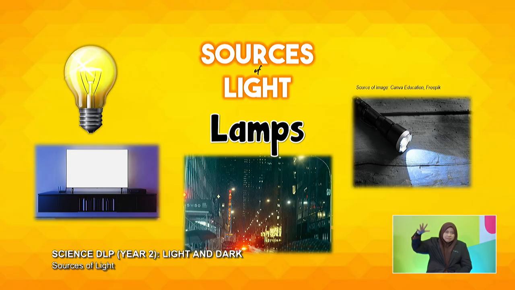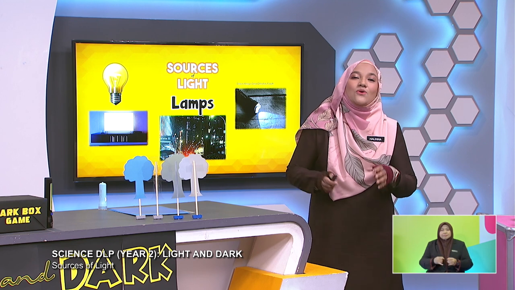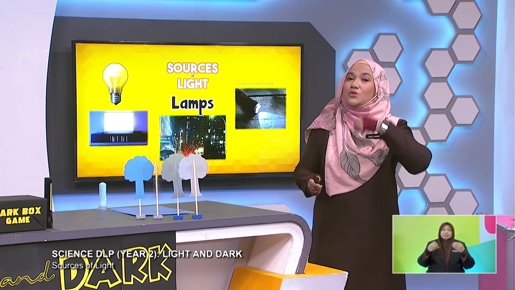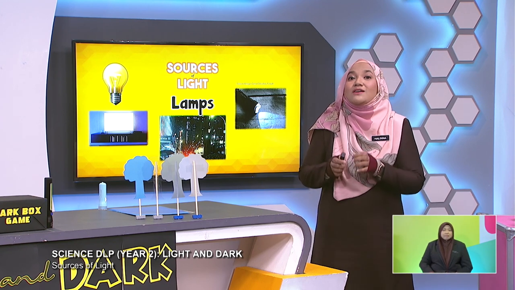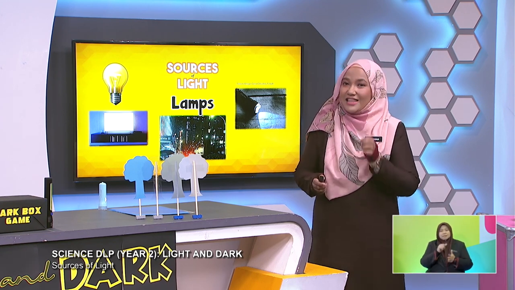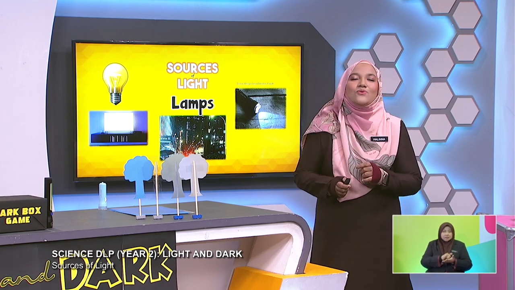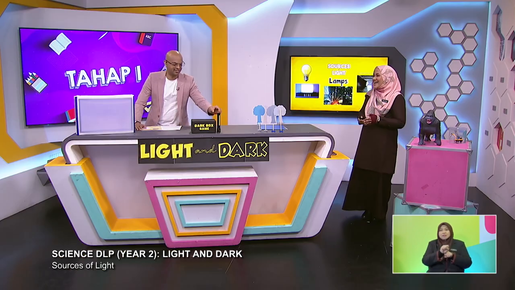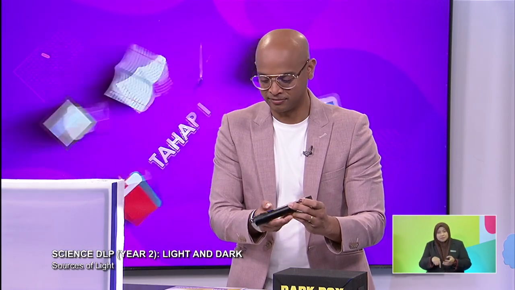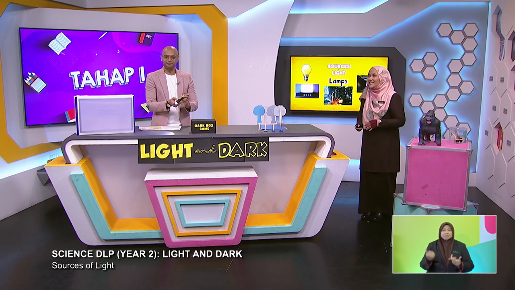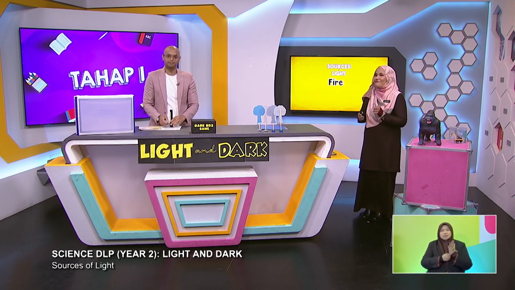Lamps come in many forms. It can be from the light bulb or the lamps in our home, in school, in the offices, or also from the street lamp. At night, we need to see the street, the road, so we also have the street lamps, and also lamps from the car or any vehicle. That is also a source of light. And then we also have torch light. We have so many kinds of torch light nowadays. And the last one is the source of light from fire.